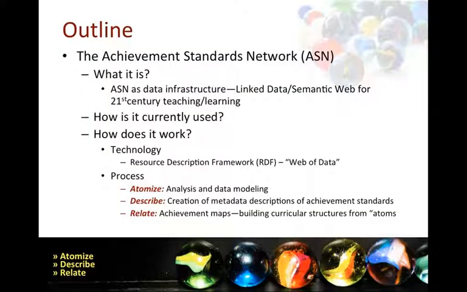In my half hour or so that I'll be talking with you, I'll try and cover the following points about the ASN. I'll talk a little bit about what it is, its goals. It basically is data infrastructure that is intended to support 21st century teaching and learning through the deployment of linked data and semantic web technologies. I'll talk a little bit about how it's currently being used, and then spend some time talking about how does it work in terms of technology and in terms of processes.